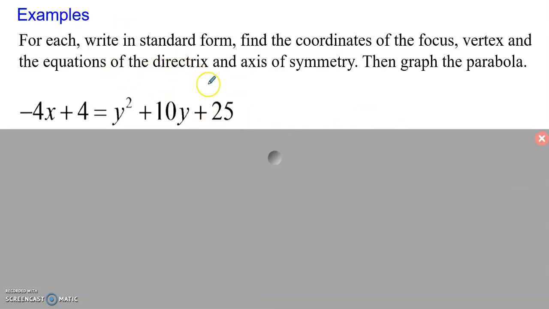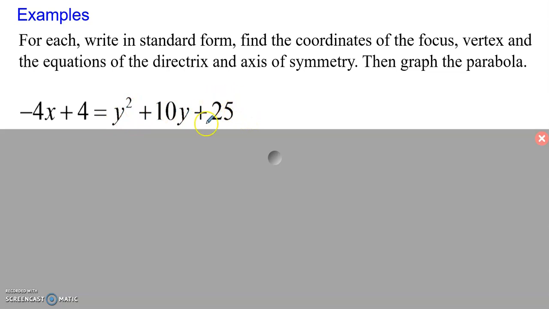Next, let's take a look at another one, and let's do a lot more stuff. So we're going to write it in standard form, identify all the important parts, and graph the parabola. So first, since y is squared, I want all my y's together on one side.